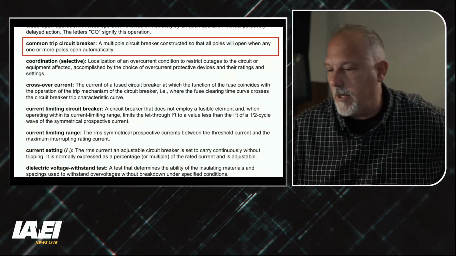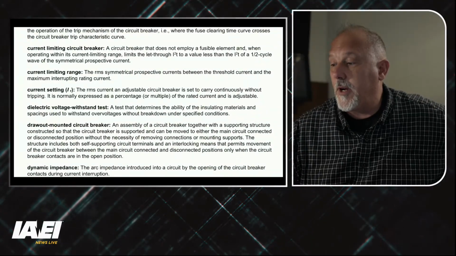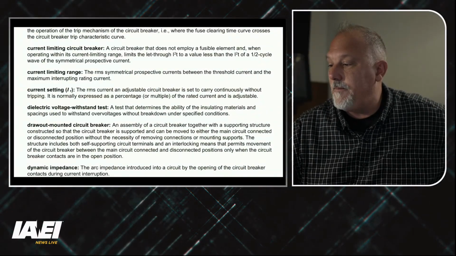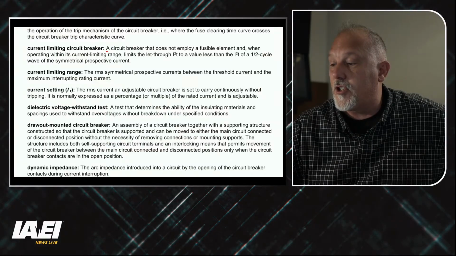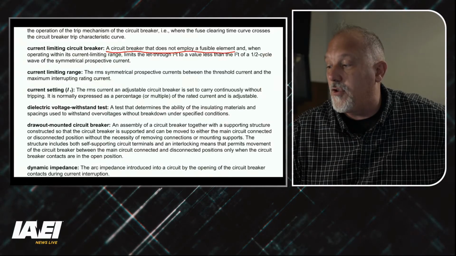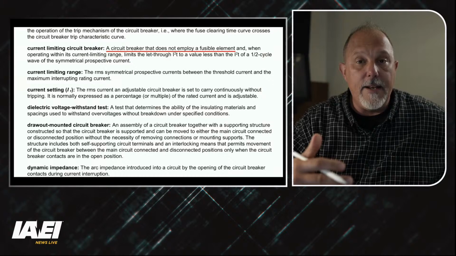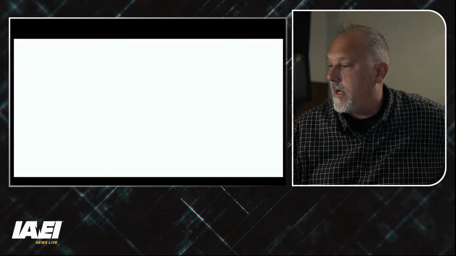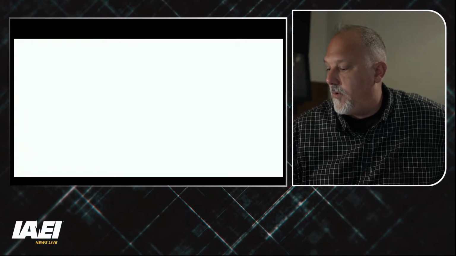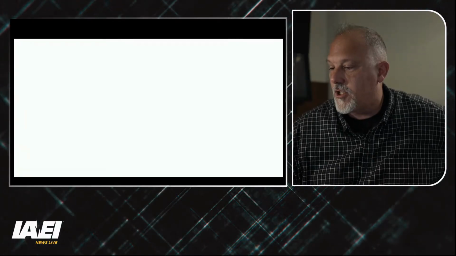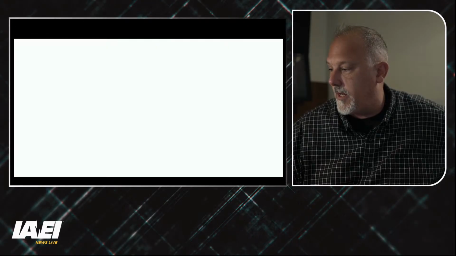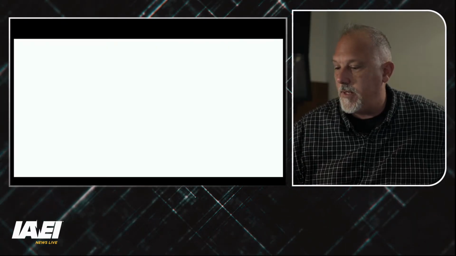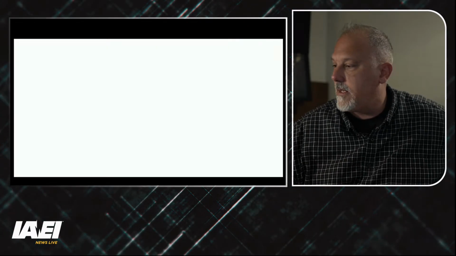All right, so let's take a look. Current limiting circuit breaker. A current limiting circuit breaker is a circuit breaker that does not employ a fusible element. And let me tell you what we do there. When we have a circuit breaker that is not current limiting, let me do this and hit apply.